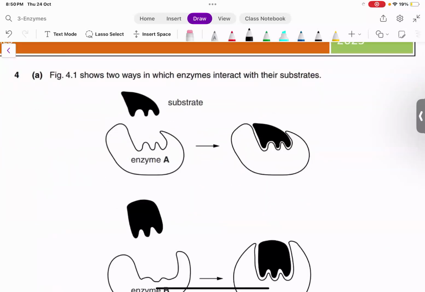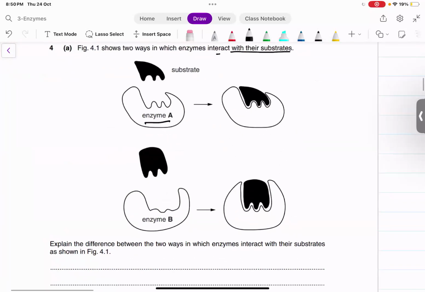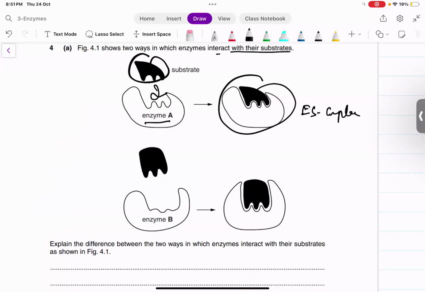So this is another question. Figure 4.1 shows 2 ways in which enzymes interact with their substrate. So this is enzyme A and this is enzyme B. You see this binds into it and this makes an ES complex, and this is also an ES complex. Explain the difference between the 2 ways in which enzymes interact with their substrate as shown in figure 4.1. So look at the shape. Do you see initially these 2 shapes are complementary to each other?